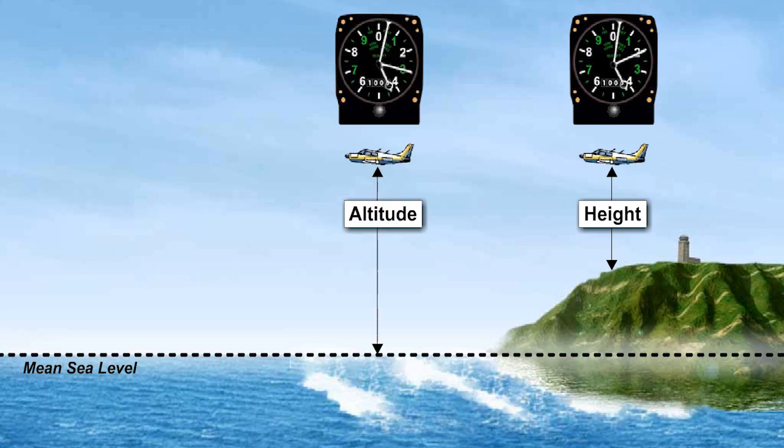Altitude is indicated on the instrument when the altimeter subscale is set to QNH. Altitude is defined as the vertical distance above mean sea level.